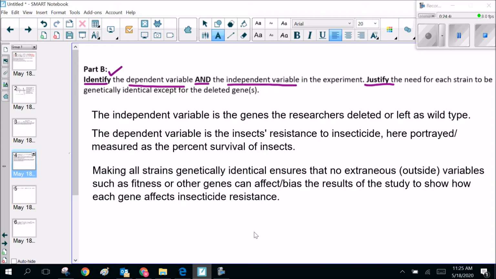And that's really what they're asking you. Why is it that we need this control? Why is it that we ever need a control in a scientific experiment? So by making all strains genetically identical, we make sure that no outside variables such as fitness or other genes could affect or bias the results of the study to show how each gene affects insecticide resistance. So I hope that makes sense to you. We've essentially just justified the need for a control.